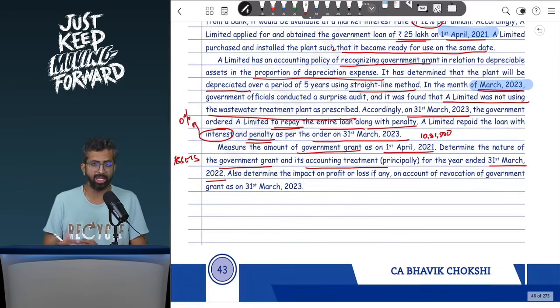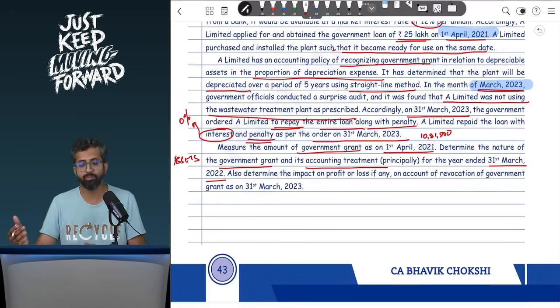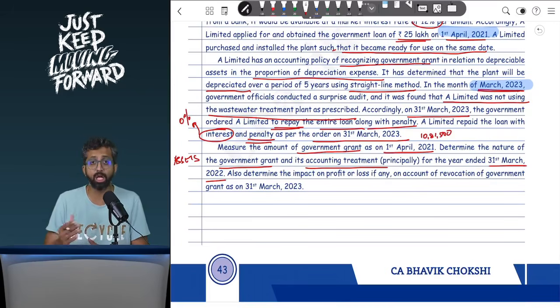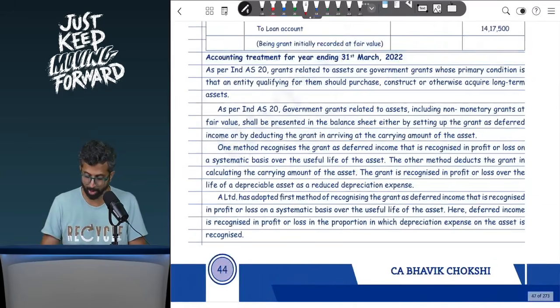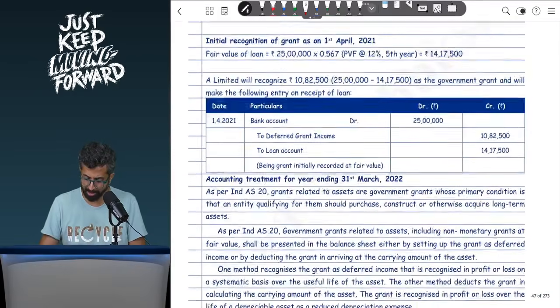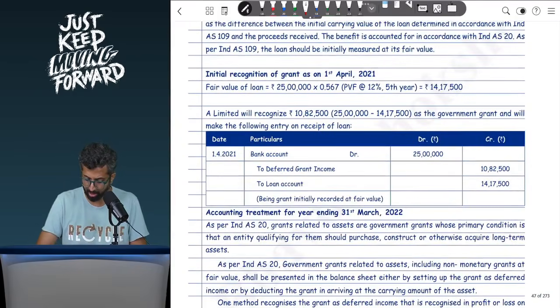Well, your entry will be bank account debit, at least for the grant, 25 lakhs, to loan 14 lakh 18,500, to deferred grant 10 lakh 81,500. Initially, this will be the 1st April 21 entry. If you go to see the 1st April 21 entry, bank account debit to loan, I think 14,17,500, or deferred grant income 10,82,100.